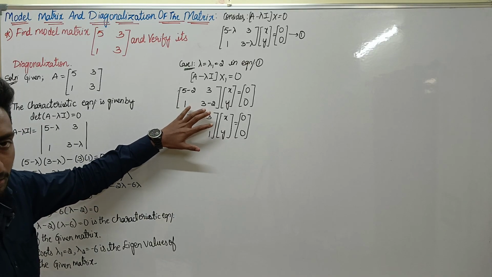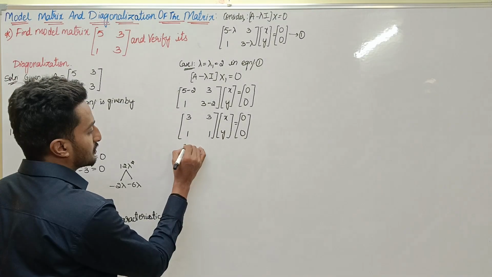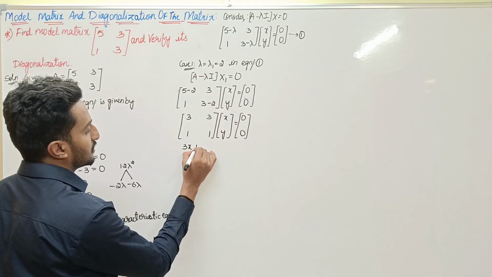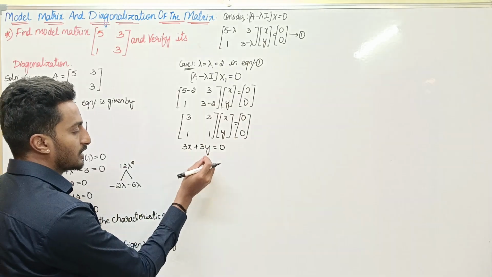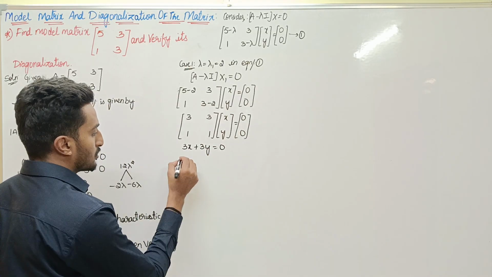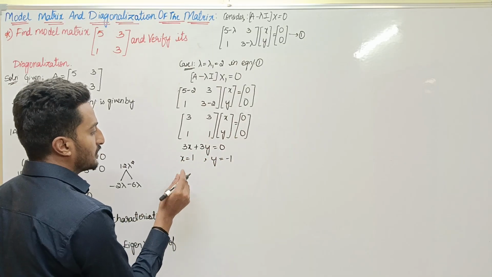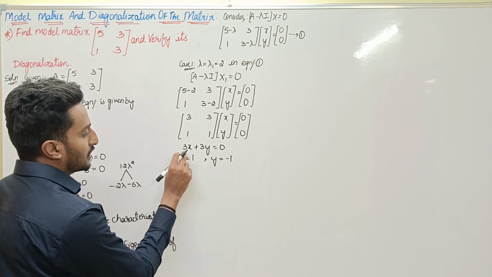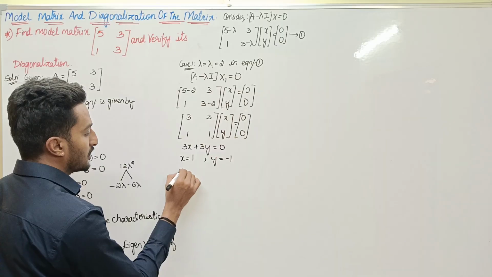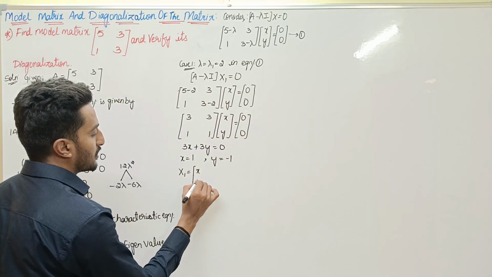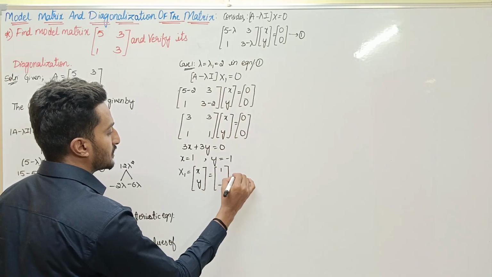Consider any one row and represent it in linear equation form. Let us go with the first equation itself: 3x plus 3y equal to 0. Now I need to choose the unknowns x, y so that LHS equals RHS. So I consider x equal to 1 and y equal to minus 1. Then 3 into 1, plus 3 into minus 1, minus 3 plus 3 get cancelled, we get 0.